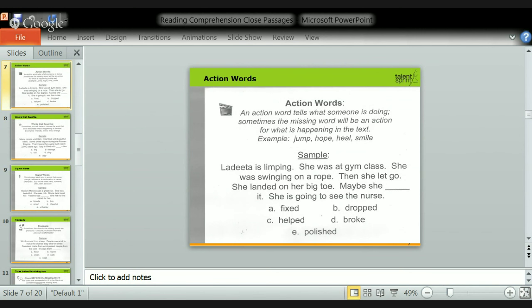Next is the signal words, right? This strategy alerts you to words that cause change, sequence, continuation, or cause. Examples: but, on the other hand, however, after, later, because. These are all signal words. For instance, let me give you an example.